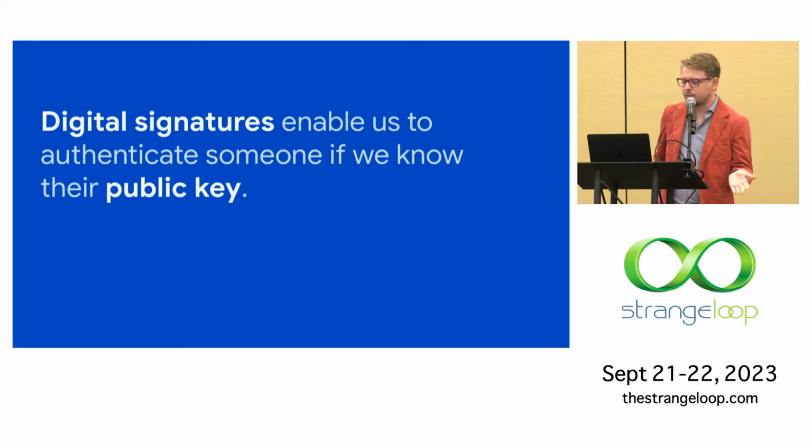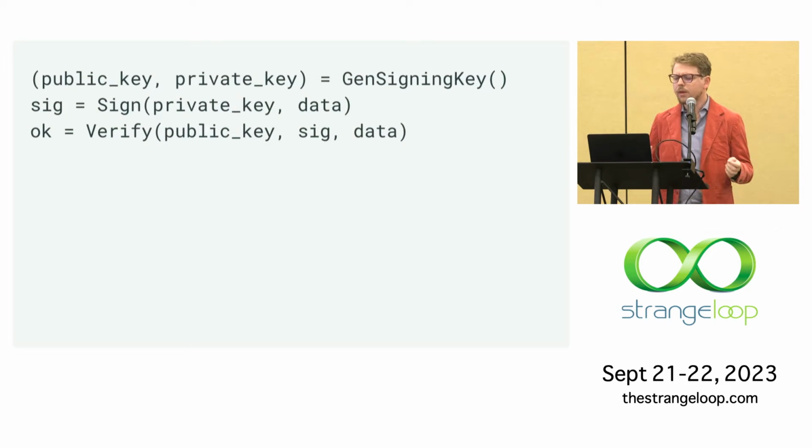So cryptography gives us a tool to kind of deal with this. It's called digital signatures. They enable us to authenticate someone if we know their public key. A quick refresher on kind of the API of signatures. We're not going to go into any of the math. It's basically we have a key generation function that returns a key containing a public and private component. We can sign data using the private key. So you've taken the private key and some data in a sign, and you output a signature. And then anyone can use the public key. The public key you can distribute to people. The private key you keep secret.